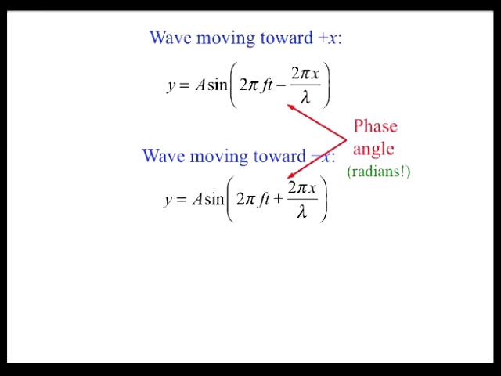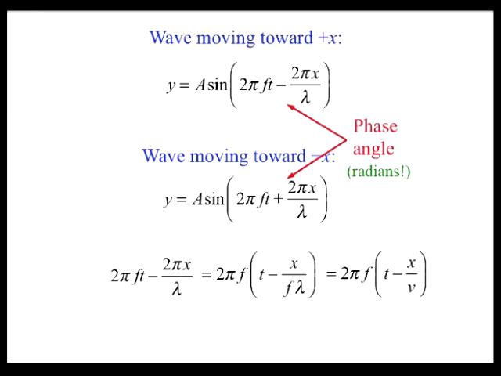Consider a transverse wave moving in the positive x direction along a string. A string particle located at the origin, x equals 0 meters, exhibits simple harmonic motion with a phase angle of 2 pi f t. That is, its displacement as a function of time is y equals a sine 2 pi f t. A particle located at a distance x also exhibits simple harmonic motion, but its phase angle in the upper equation is 2 pi f t minus 2 pi x divided by lambda, which equals 2 pi f times (t minus x divided by f lambda), which equals 2 pi f times (t minus x divided by v).